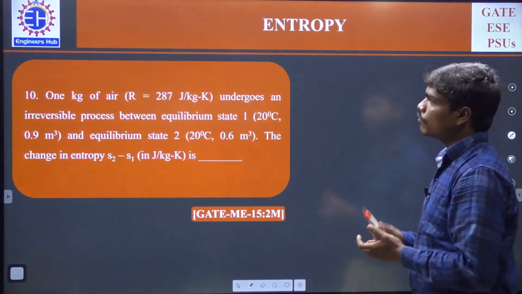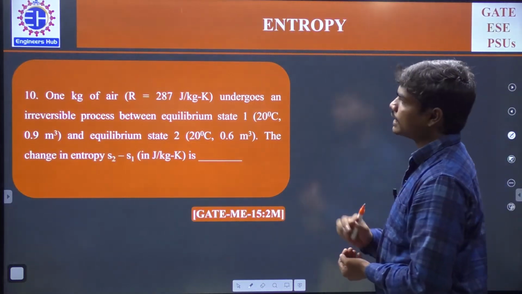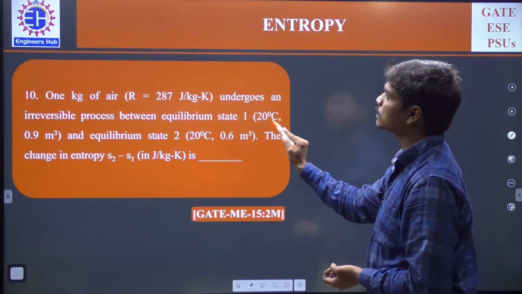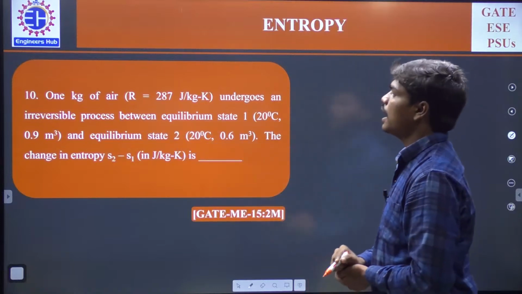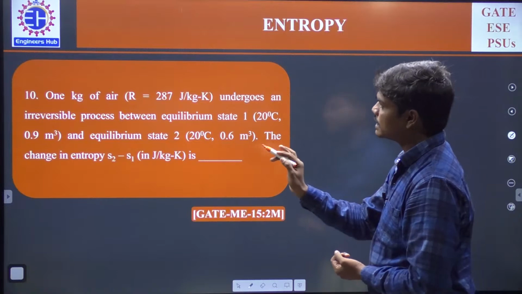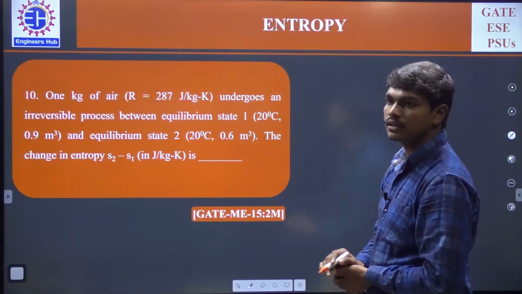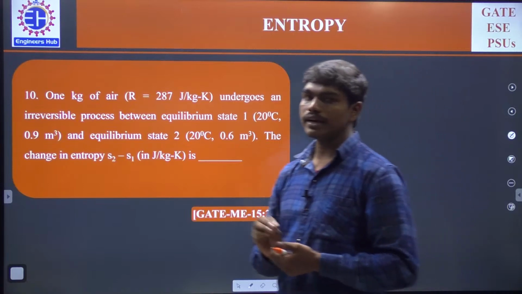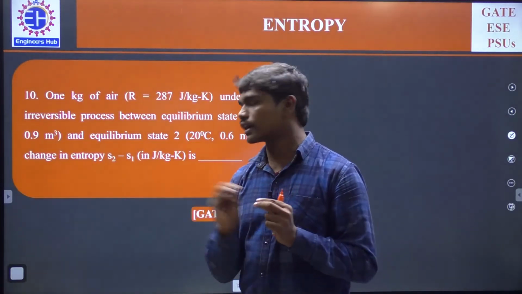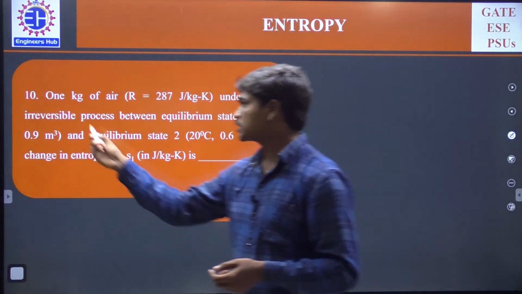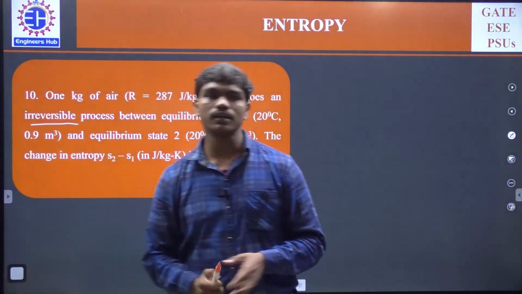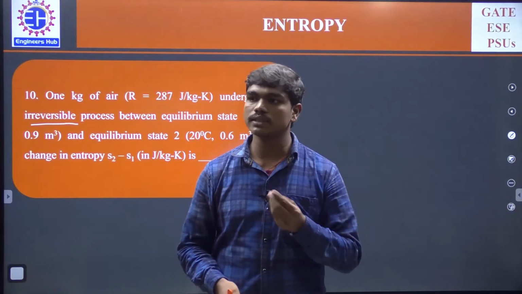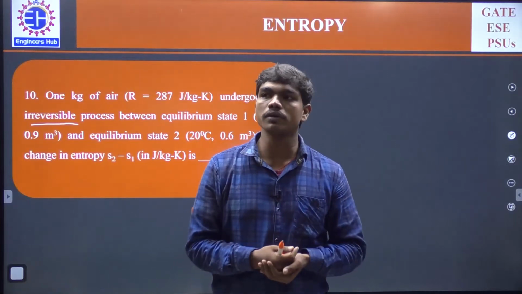So now the 10th question. 1 kg of A undergoes an irreversible process between equilibrium states 1 and 2. State 1 is at 20 degrees centigrade and 0.9 meter cube, and equilibrium state 2 at 20 degrees centigrade and 0.6 meter cube. The entropy change in the process means it's given a gas is undergoing an irreversible process between two states. But to calculate the entropy change here, nothing like entropy generation or heat transfers are given, only states are given. So how to calculate this?